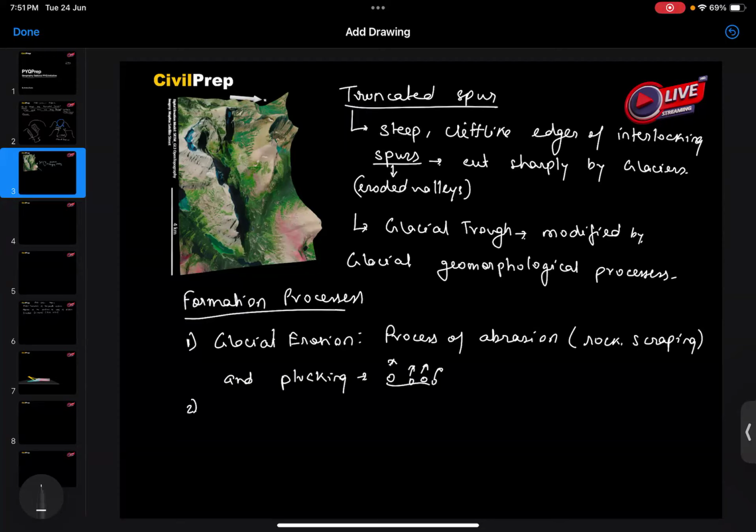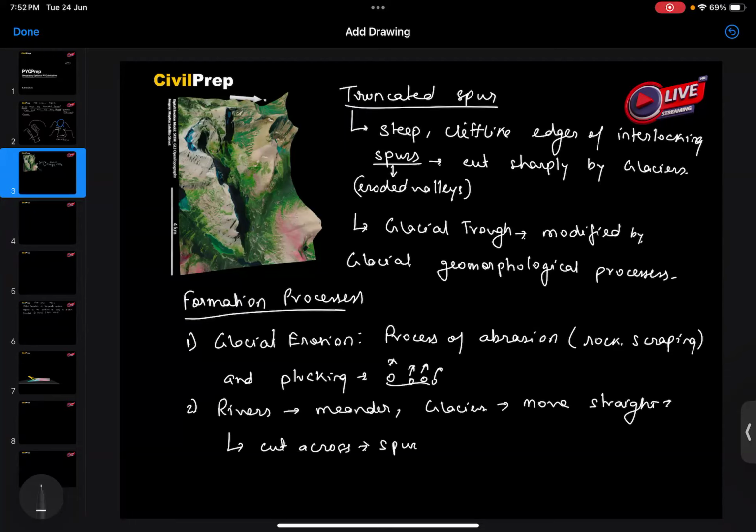Now here we'll be seeing that there are rivers, they are also forming these valleys, but glaciers move straight. The rivers majorly meander, but glaciers move straight. So because of this, they cut across the spurs, resulting in their truncating.